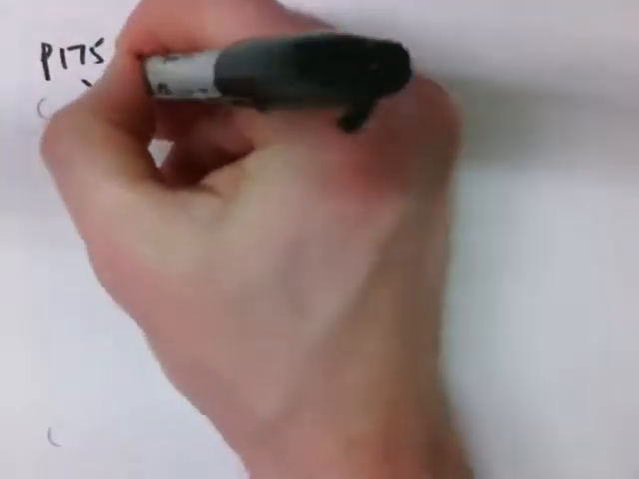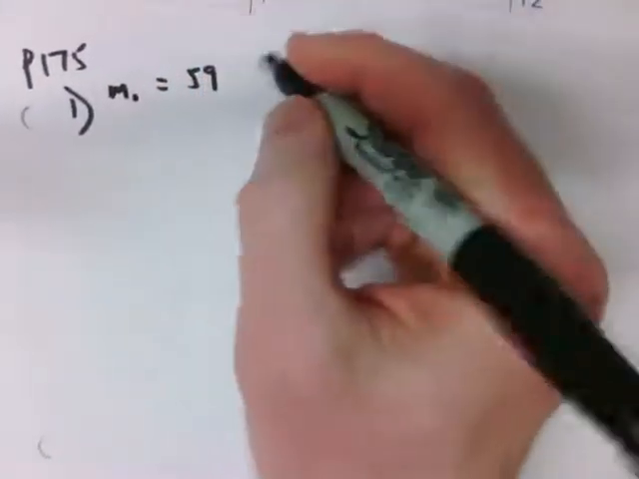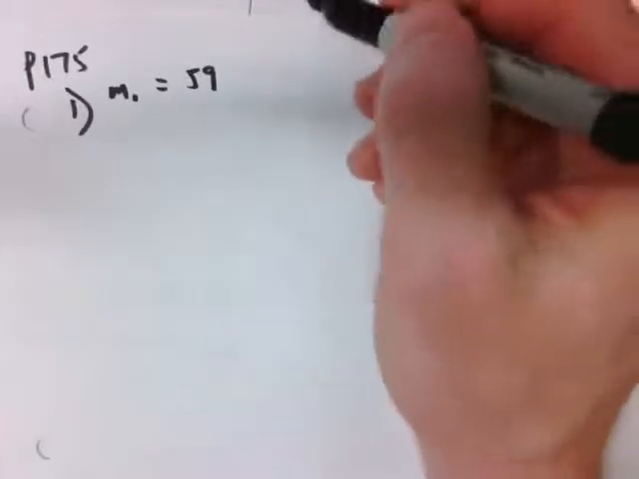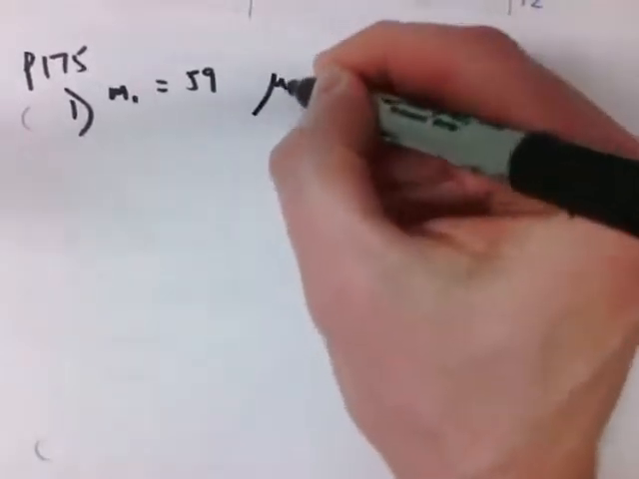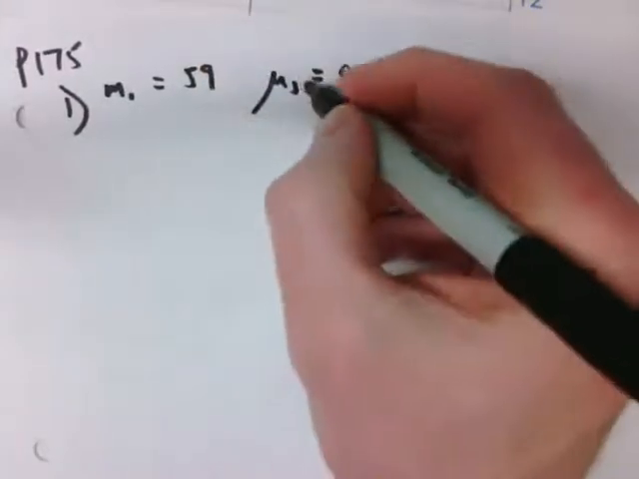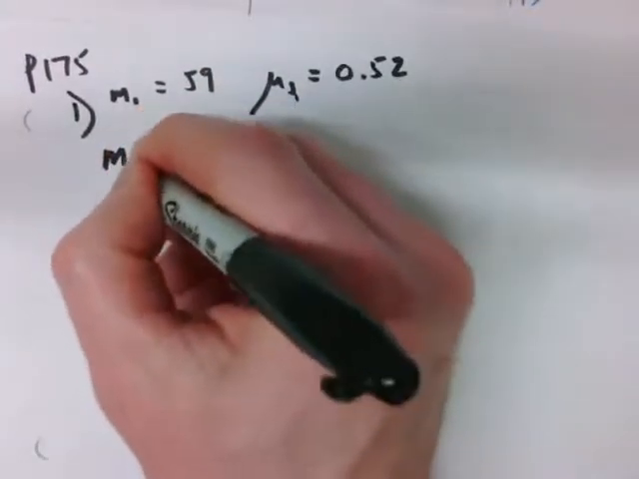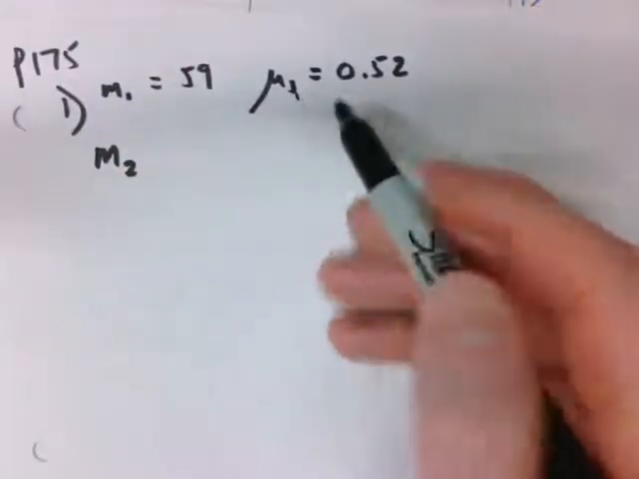Two people start running from rest. The first person has a mass of 59, so M1 equals 59, and is wearing dress shoes with a coefficient of static friction of 0.52. Mu s equals 0.52 for that first person.